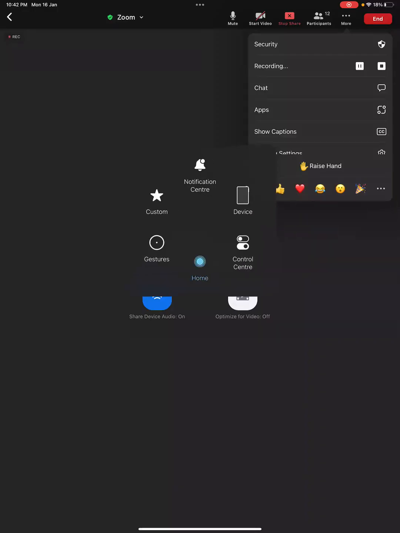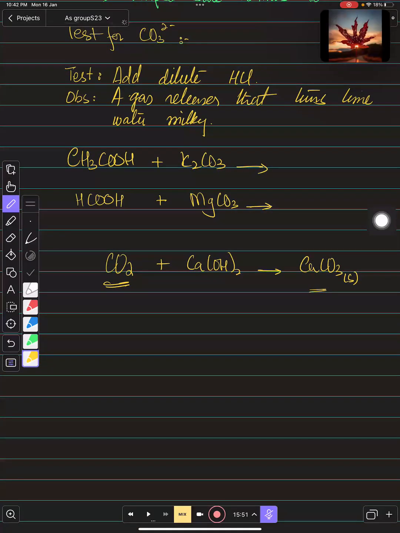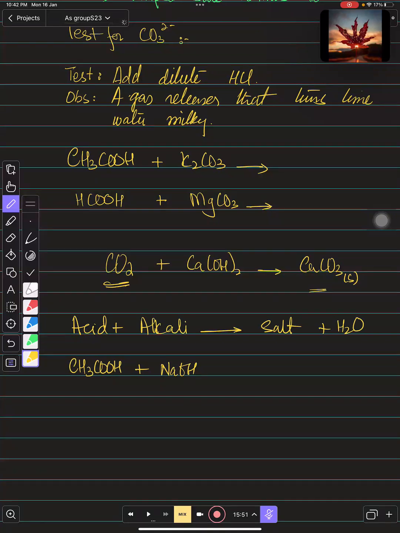Number 3, bachcho. The chemical property number 3 is actually about acids and bases, right? So if you have any acid reacting with alkali or base, definitely it will produce what? All the time it will produce salt and water. This is fixed. So suppose if you have CH3COOH and you are reacting it with NaOH, it will form salt and water, right, bacho? Yes, sir. CH3COONa plus water.